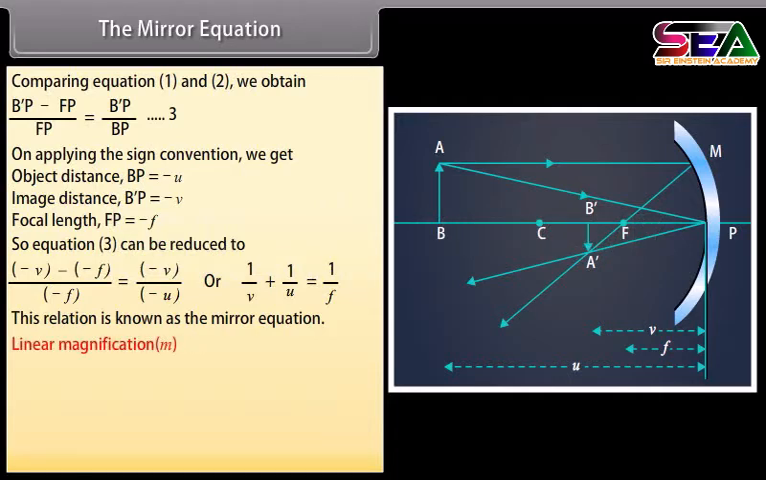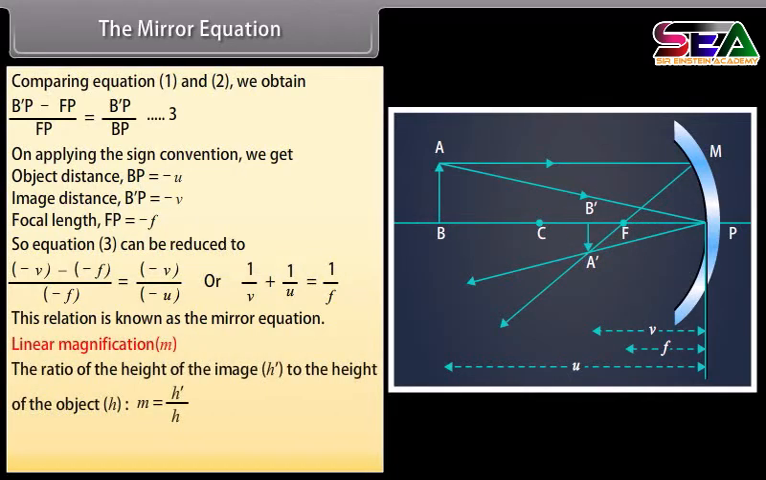Linear magnification m. The ratio of the height of the image h' to the height of the object h is m is equal to h' by h. For the given figure, linear magnification is minus v by u.